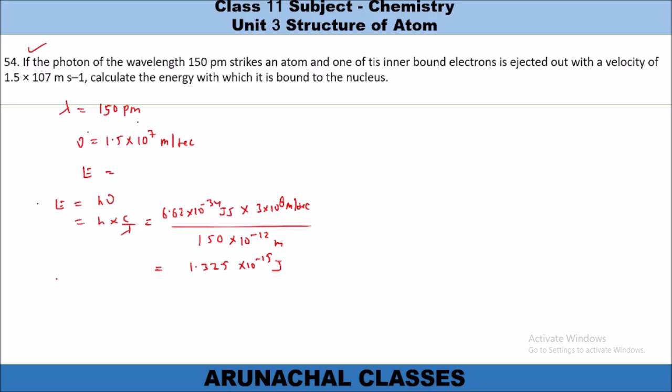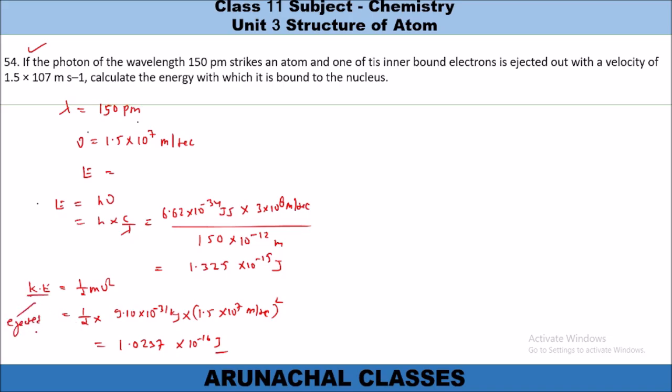Now let us find out the kinetic energy of ejected electron. It will be half m v square. Half multiplied with mass of electron, that is 9.10 into 10 power minus 31 kg, multiplied with velocity, here it is 1.5 into 10 power 7 meter per second, whole square. Now when it is solved, it will be 1.0237 multiplied with 10 power minus 16 joule. So that is the kinetic energy of ejected electron.